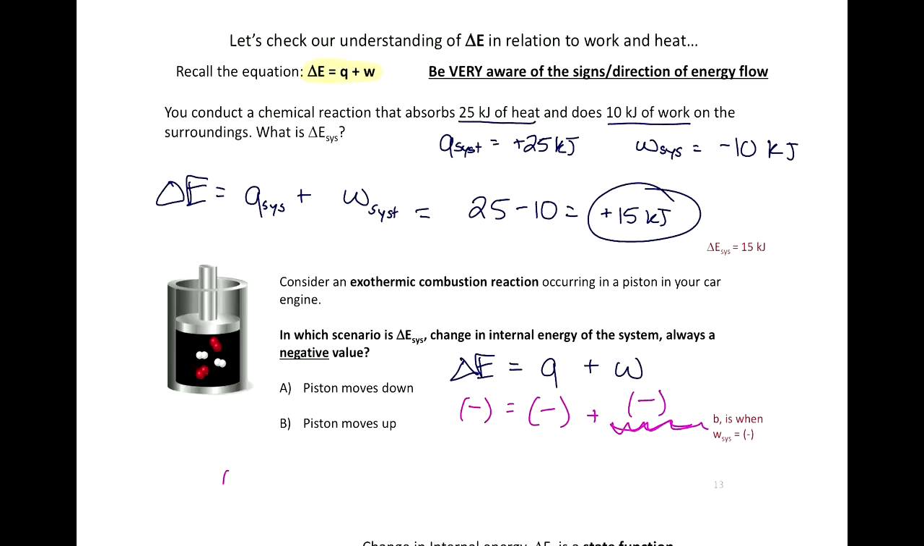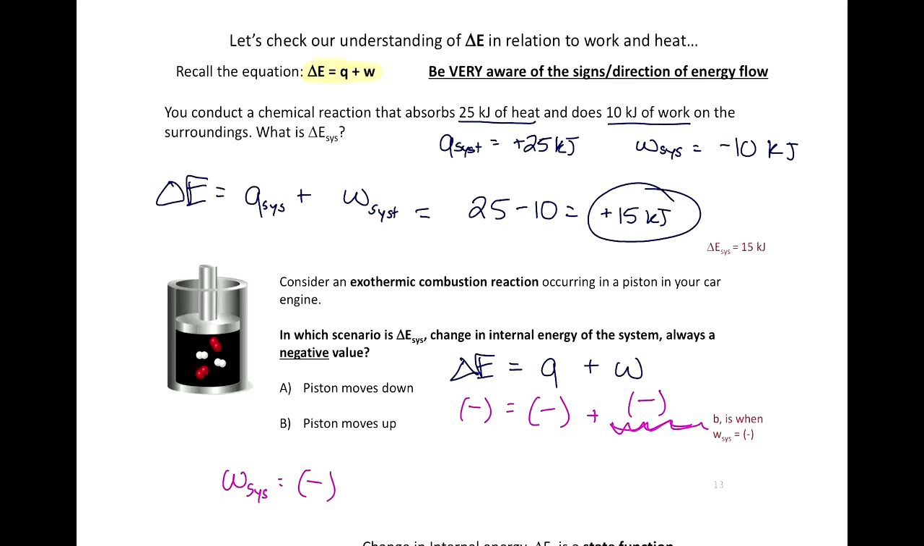All I did was figure out, okay, I am looking for the scenario where work of the system is a negative value. So now we need to further apply that to, is it when the piston goes up or when the piston goes down? Is work negative? Which one do we think it is? When the piston goes up, yes.